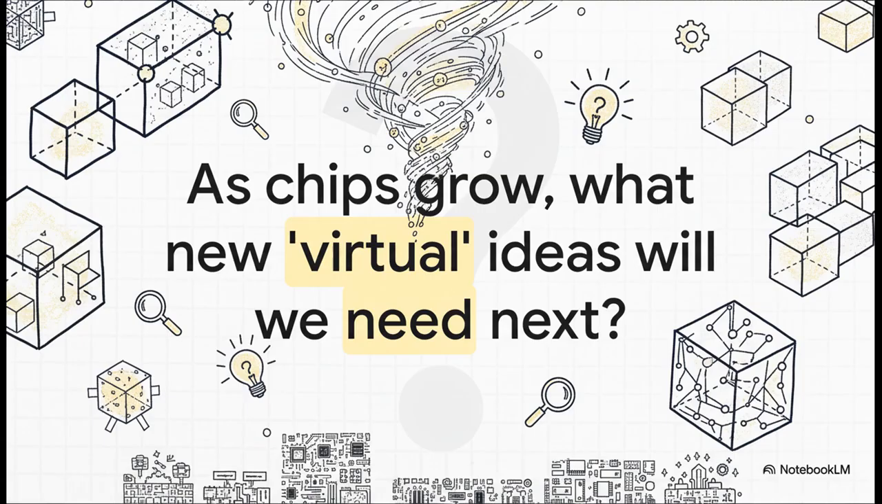We've just seen how these virtual tools helped us conquer the billion transistor problem. But let's be real, chip complexity is not slowing down, not one bit. So as we're now moving into an era of trillions of transistors, with AI designing hardware, you have to wonder, what are the next virtual ideas? What new levels of abstraction will we need to invent just to make sure the technology of tomorrow actually works?